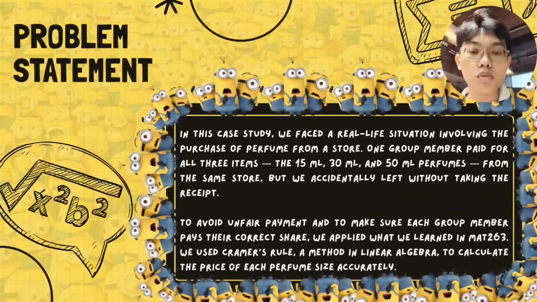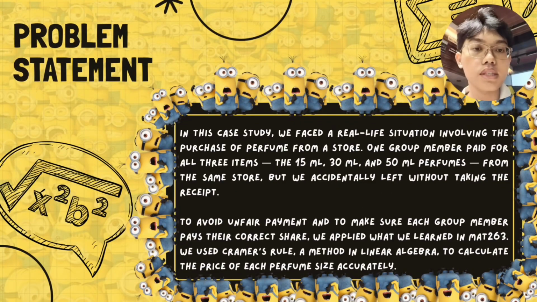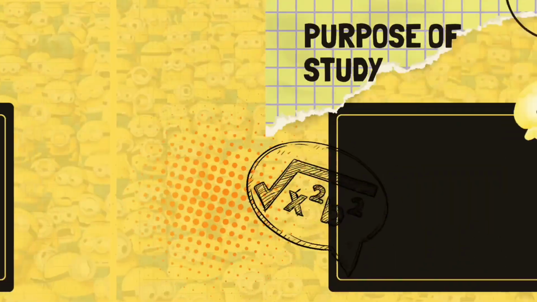Okay, so this is our problem statement. In this case study, we face a real-life situation involving the purchase of perfume from a store. One group member paid for all 3 items, the 15 ml, the 30 ml and the 50 ml perfumes, from the same store, but we accidentally left without taking the receipt. To avoid unfair payment and to make sure each group member pays their correct share, we applied what we learned in MAT263. We use Cramer's rule, a method in linear algebra, to calculate the price of each perfume size.